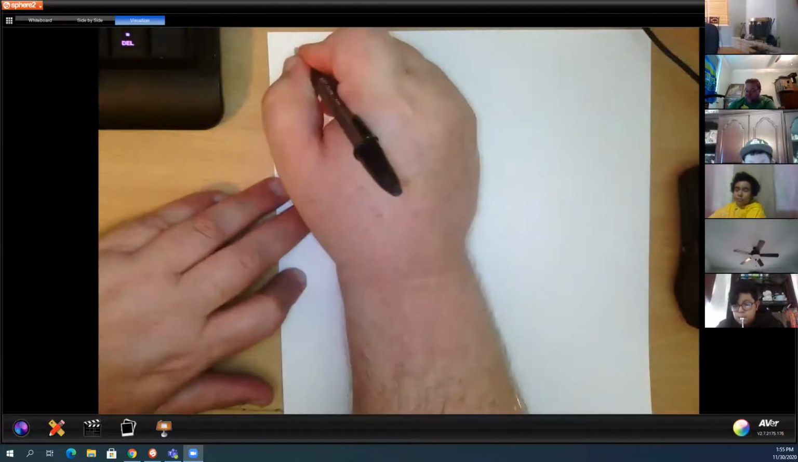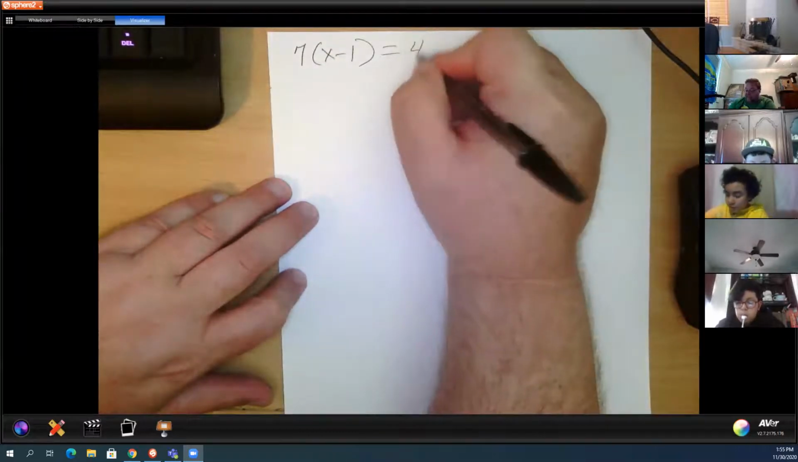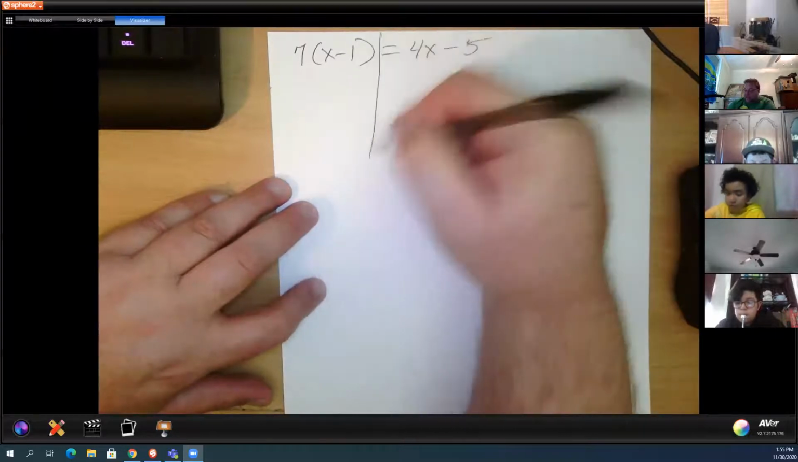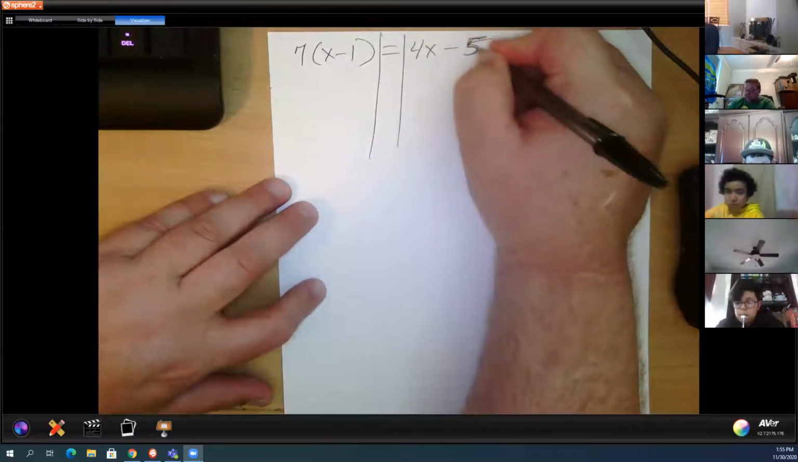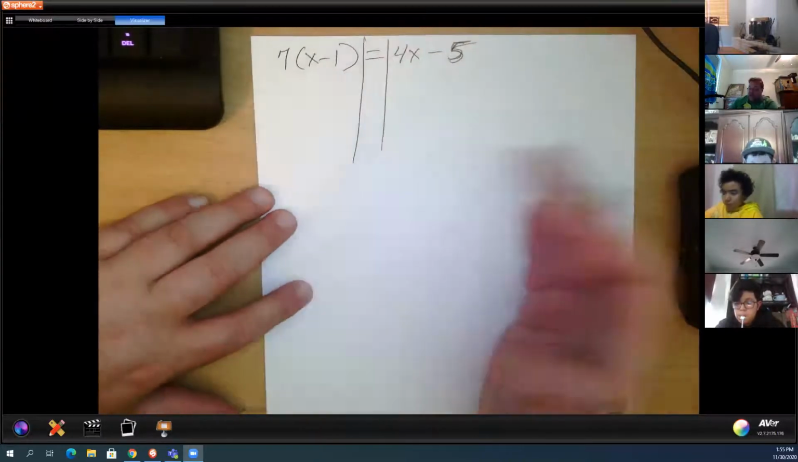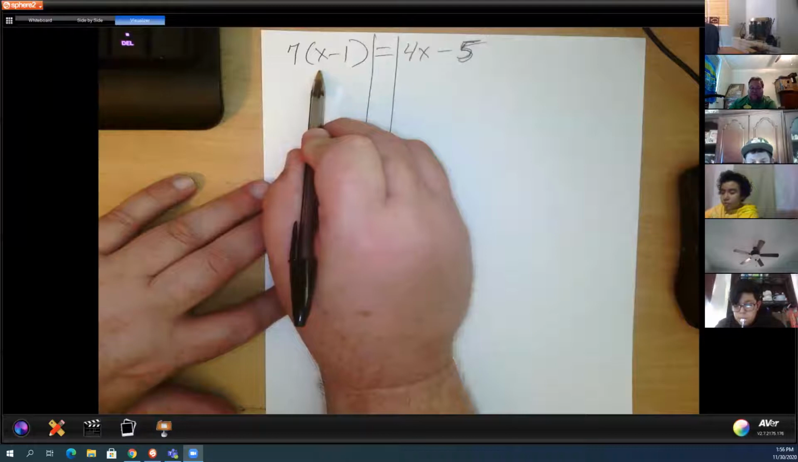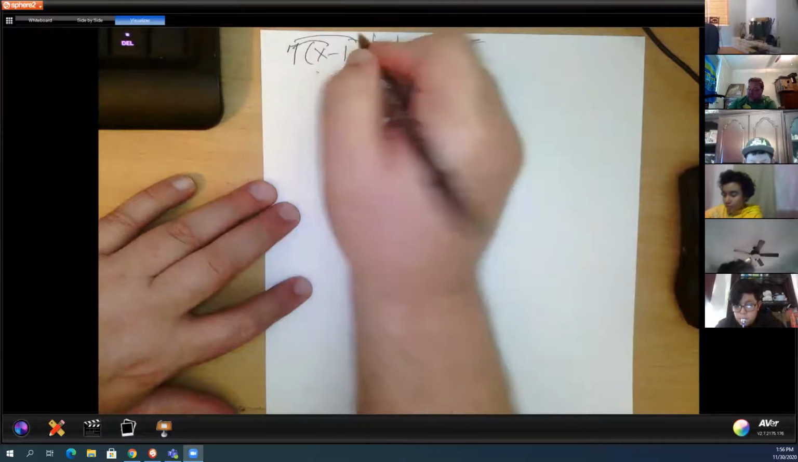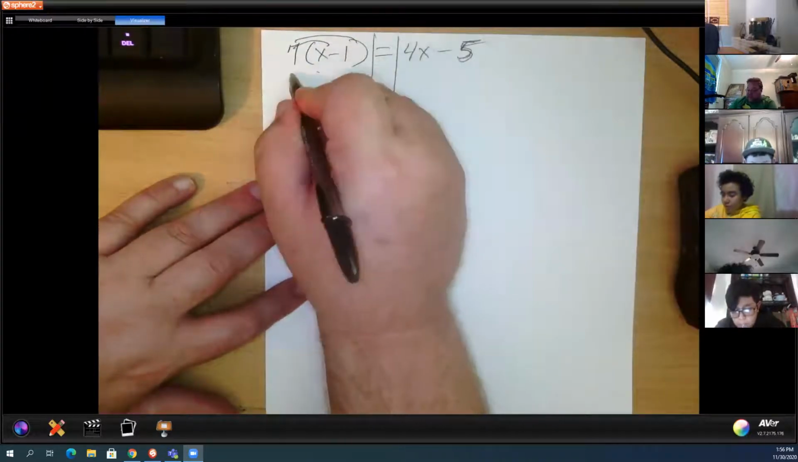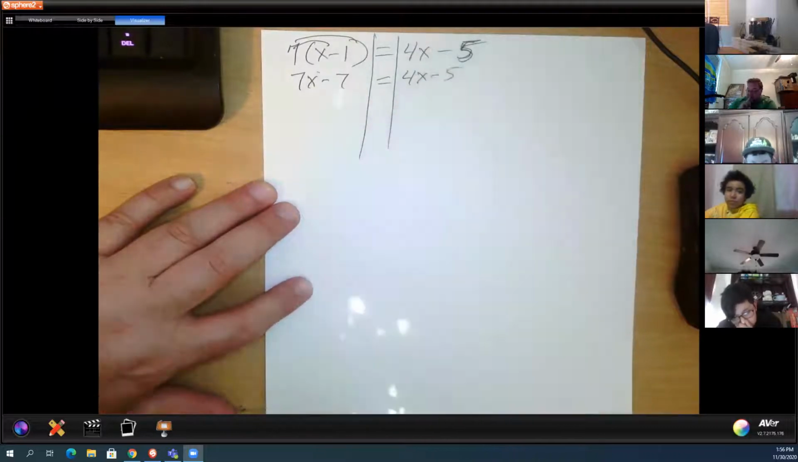Okay, now, sometimes we're going to get problems that look like this. Now, again, this is an equation, which means we're going to be able to solve for the value of x. First of all, we have to simplify this side because I can't do anything here yet, right? So I'm going to need to use my distributive property here to distribute 7 throughout this. 7x minus 7 equals 4x minus 5.